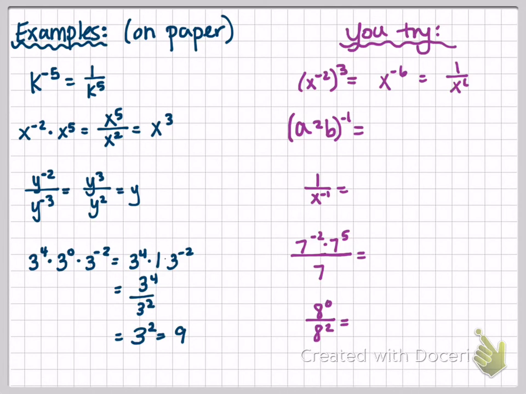Alright, take a second, check your answers. The first one should be 1 over x to the 6th. Second one, all that flipped down into the denominator, 1 over a squared b. The third one, the x to the negative first flipped up and just became x. And then my fourth one, I did a lot of simplifying there, ended up with just 7 squared, which is 49. And the very last one should be 1 over 64, because 8 to the 0 power is just 1.